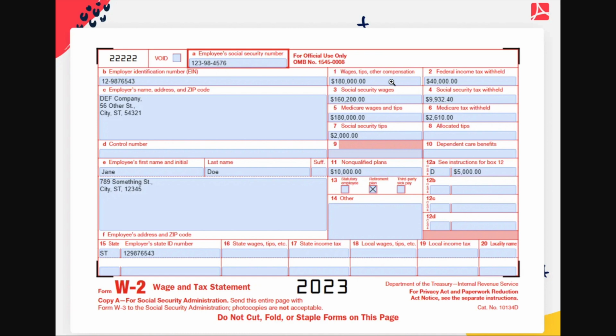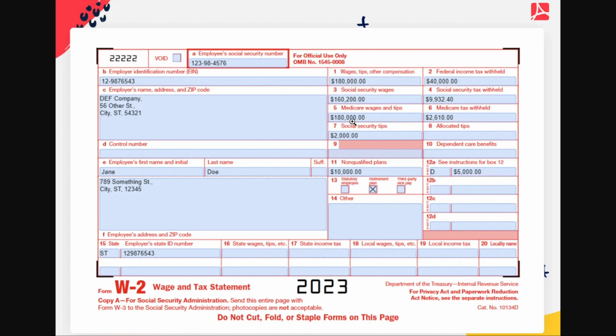So box 1, 3, 5, they may not be exactly the same because of the exemptions that I just mentioned. Box 4 is your Social Security withheld. Box 4 indicates the amount of Social Security tax withheld from your earning. It's a percentage of your Social Security wages. Now box 5 is a Medicare wages and tips.